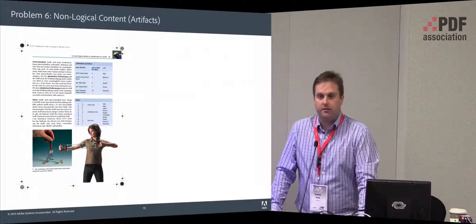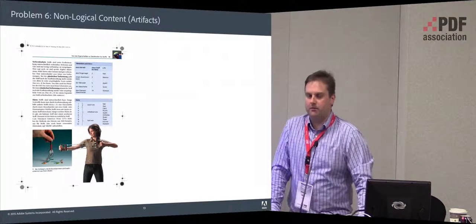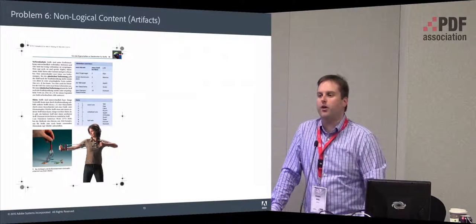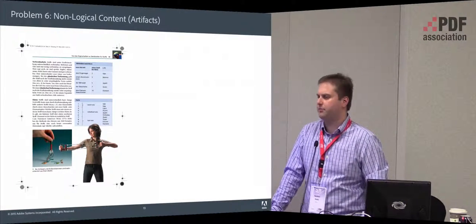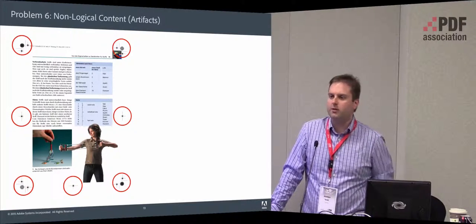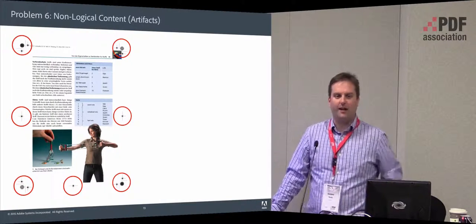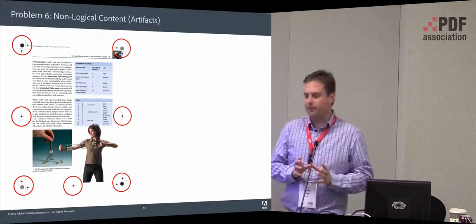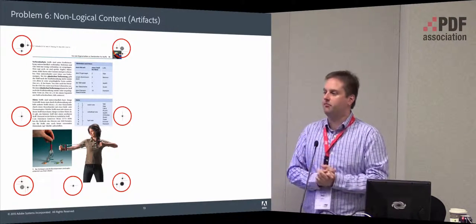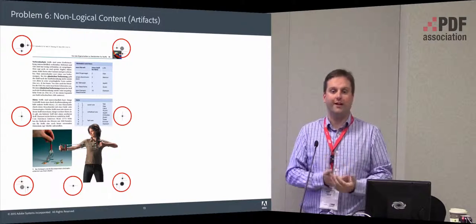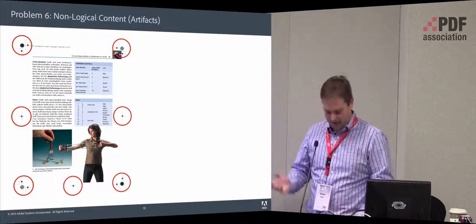Beyond that, you have things that aren't considered content, stuff that isn't really what the author intended for the document. Here we have an example of a pretty complex document with printer's marks. We've got some information that tells the printer how to put this and align it so that it can be printed. But this isn't real content. This isn't something that a reader would want, or if I wanted to extract the content, this would be meaningless to me.